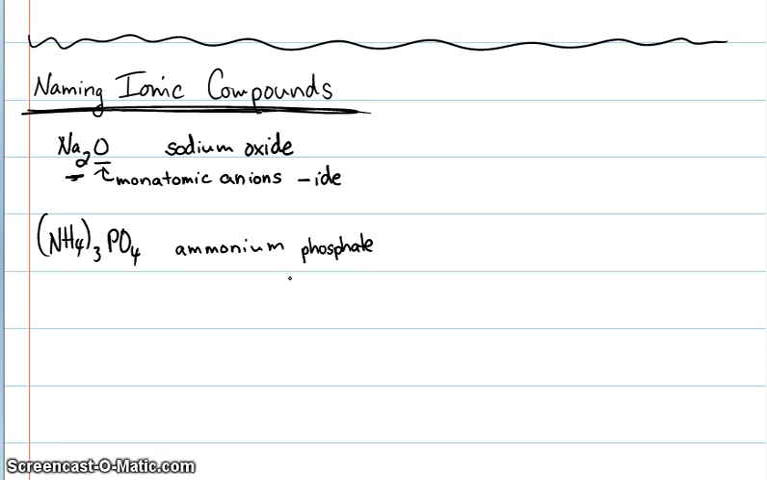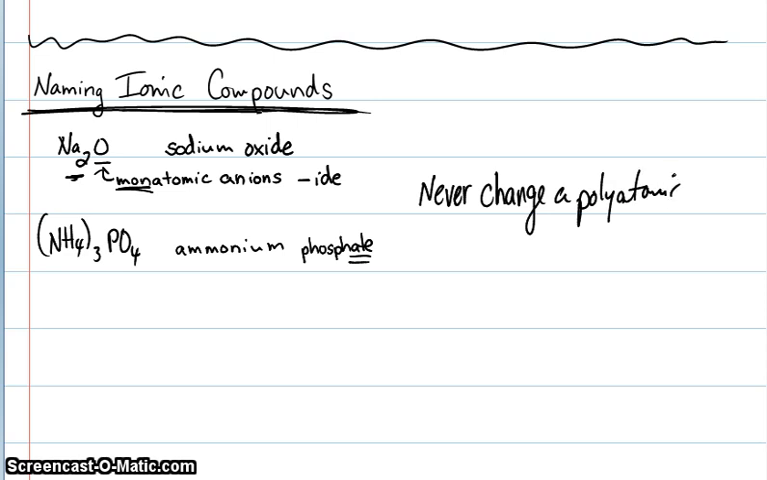Now, phosphate, I don't need to change anything. See, we change monatomic ions. We don't change polyatomics. In fact, this is a very important thing you remember. Never, ever change a polyatomic ion in any way.